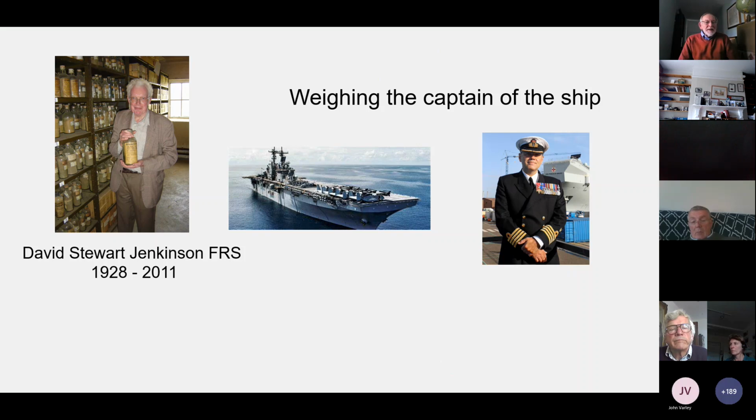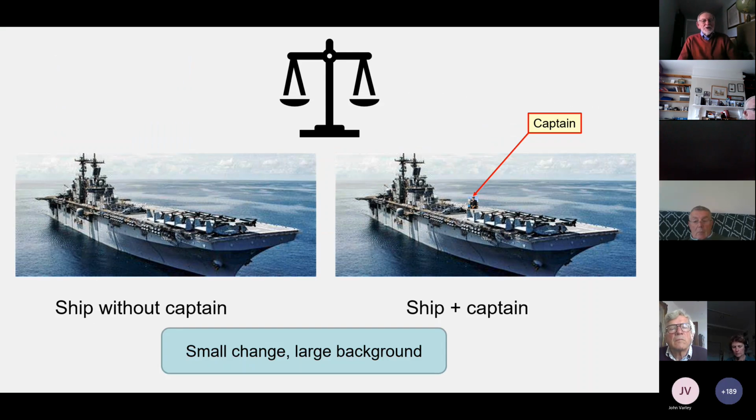Now, the man on the left in this picture here, Uncle David Jenkinson, who was a very good colleague of mine, and in fact my teacher and mentor when I was much younger. He died, as you see, about 10 years ago or more now. Here he had a sort of an illustration of this, of trying to measure these fairly small changes in soil carbon. It's like trying to weigh the captain of the ship. He always said that a very inefficient way of trying to weigh the captain would be to weigh the ship without the captain and to weigh the ship with the captain on it. The difference is obviously tiny.